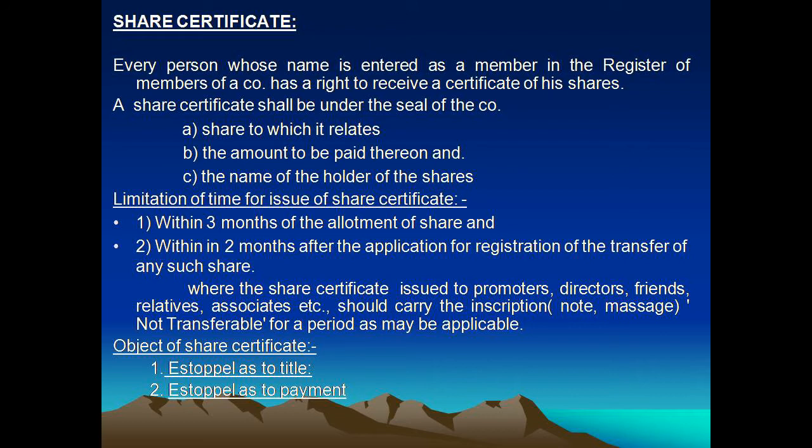The second one is estoppel as to the payment. It is not only an estoppel which creates as to the title, my friends, but also it creates an estoppel as to the payment of which the person is to be made. Suppose the share certificate states that the shares are fully paid up, and in fact the view is that the shareholder has not paid completely or has still a part payment balance left out by him, then the company is estopped against the person from the shares which he is holding.